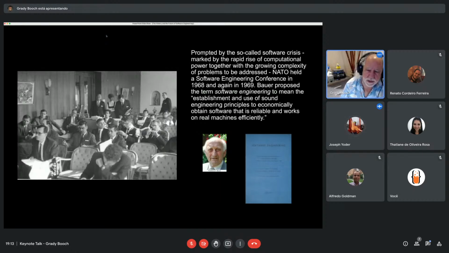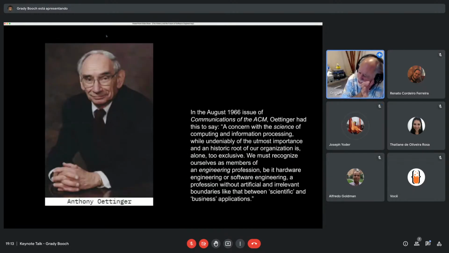Turns out it wasn't the first use. In 1966, there was an editorial, a letter in the Communications of the ACM, in which the president used the terms to distinguish one from another, speaking of hardware engineering and software engineering. Because remember, prior to that time, it was just computer engineering. You didn't really distinguish between the hardware and the software side of it.